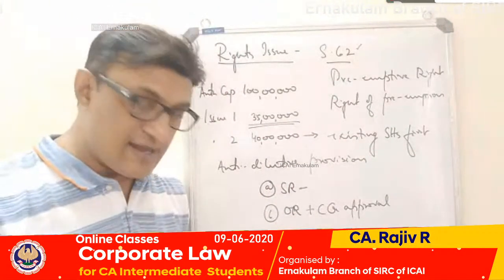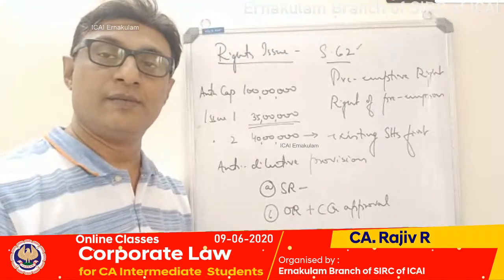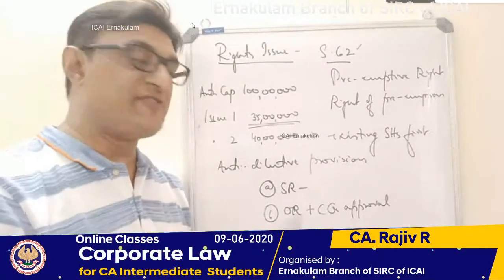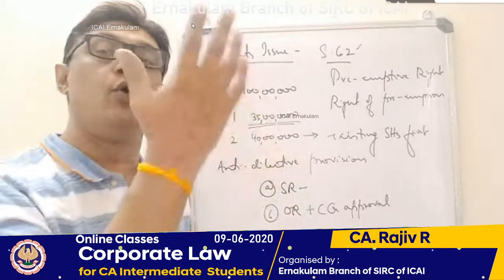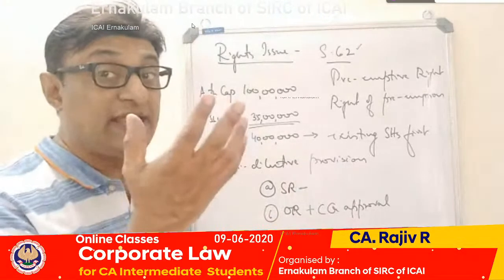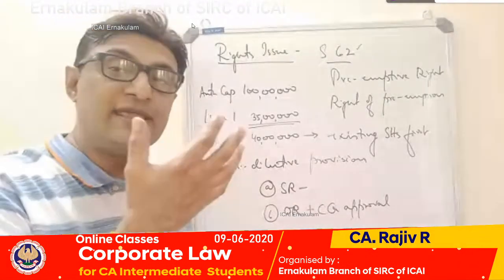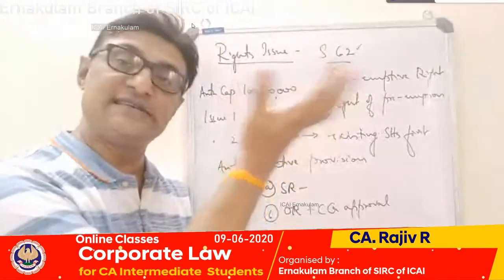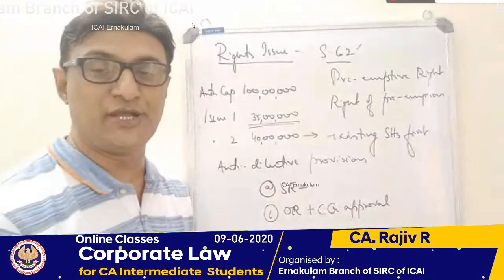So what does that mean? At least an ordinary resolution is necessary for the purpose. If a special resolution is obtained from all the shareholders, the board of directors can boldly go to the public. But if it is only an ordinary resolution, then the company will have to seek central government approval in order to make the issue to the public.